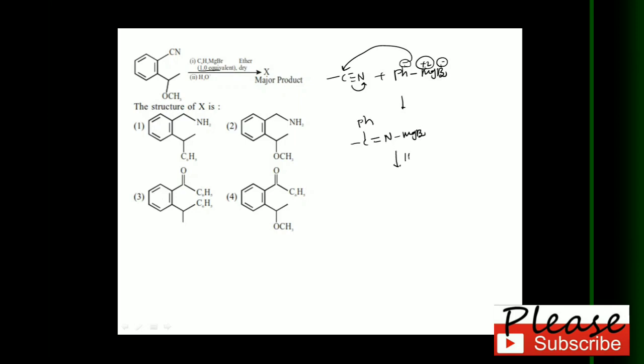Now this one on hydrolysis, that is breaking into a carbon compound. Here two hydrogens. So as a result here C double bond O, this one Ph, that means a ketone will be the product. Okay. So in this case, this fourth one is the correct answer. Okay, that's it.